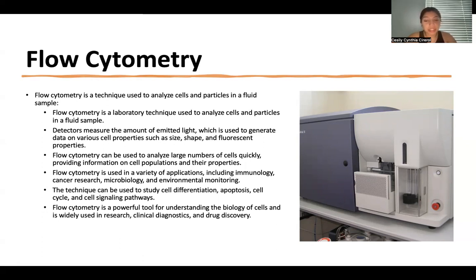It's least used in environmental samples, as I've learned. So it's not too quick for my kind of samples, just due to the type of samples that I have. The particles are very large compared to what it would usually be used for. It's especially used in cancer research, and it's actually in the cancer center at the U of A. But this technique can be used to study cell differentiation, apoptosis, cell cycle, and cell signaling pathways as well. It's a very helpful tool for understanding the biology of cells, and it's widely used in research, clinical diagnostics, and drug discovery.